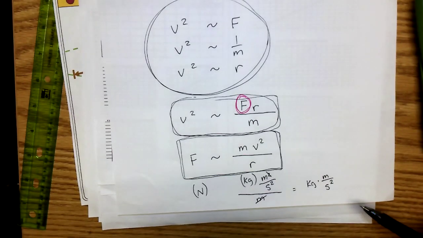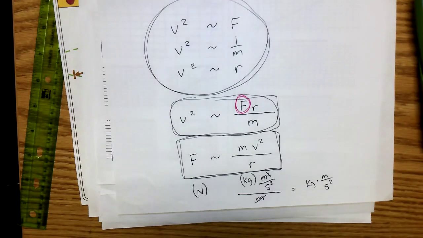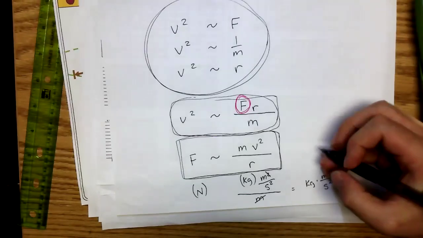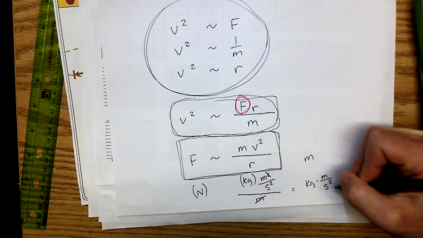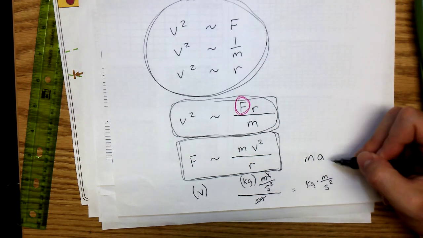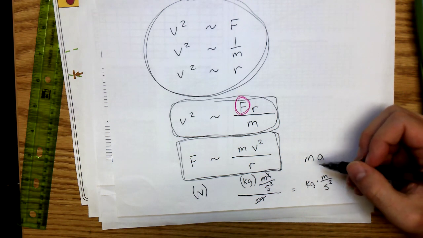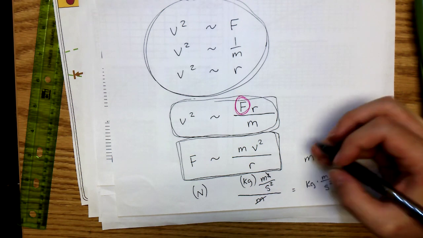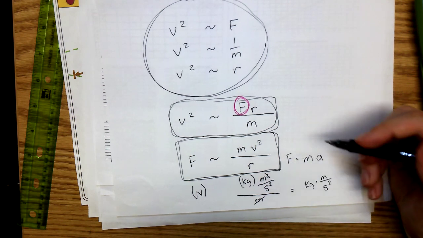Hey, guys, kilogram meter per second squared. There's a name for that consolidated unit. What's that called? Guys, kilograms measures what again? Mass. What does meters per second squared measure? Acceleration. What is equal to mass times acceleration? Newton's second law of motion. F equals ma. And what's force measured in?